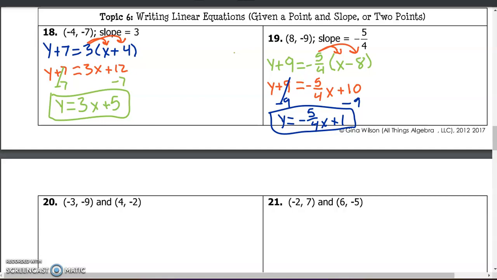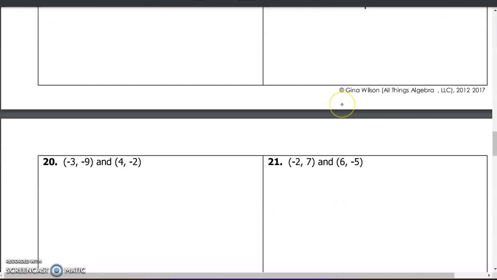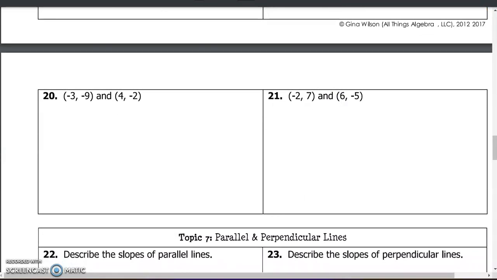All right, so I'm going to clear this out so I can scroll down a little bit more. All right, so let's do these two. Now the difference is, on these two, they don't give me the slope, so my first step is actually going to be solving for my slope, because I can't do the point slope formula without a point and a slope. So that just means I subtract my y values, so I got -2 minus -9, so I'm going to change that to +9, over 4 minus -3, which means 4 plus 3.